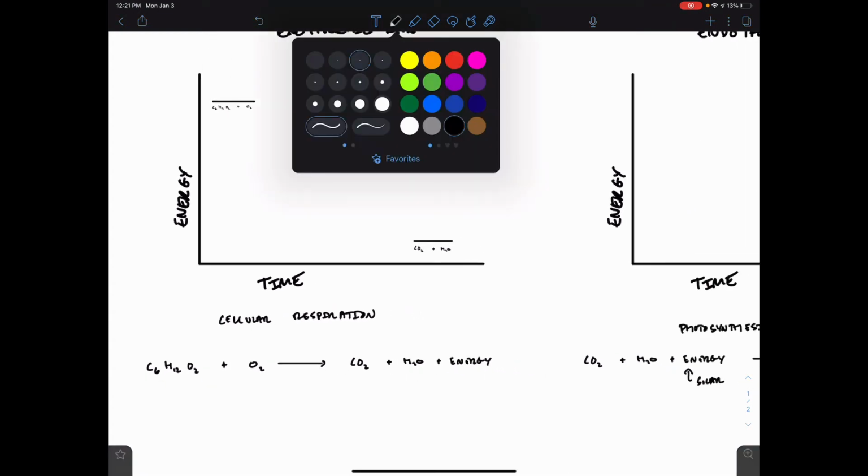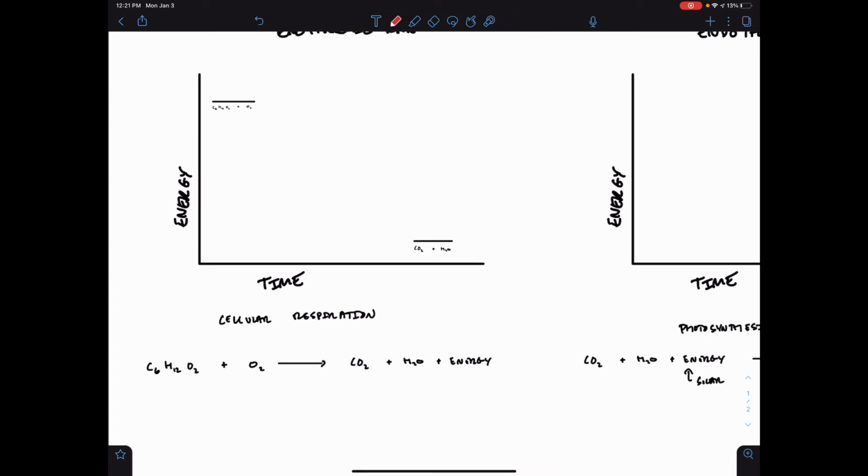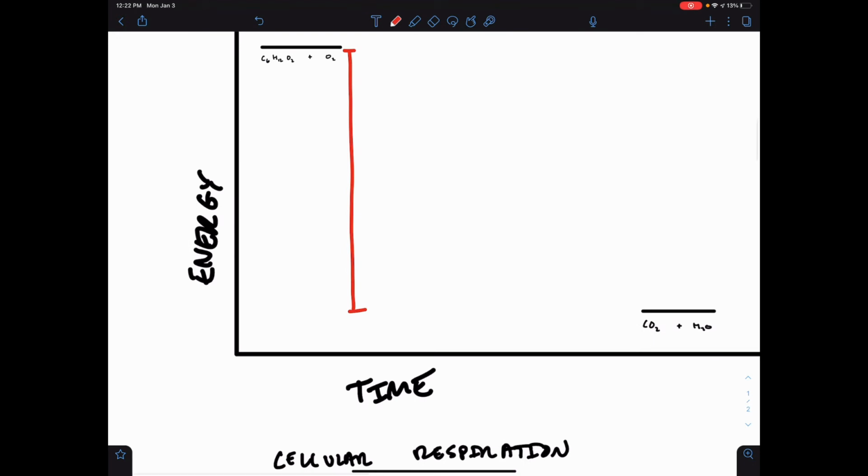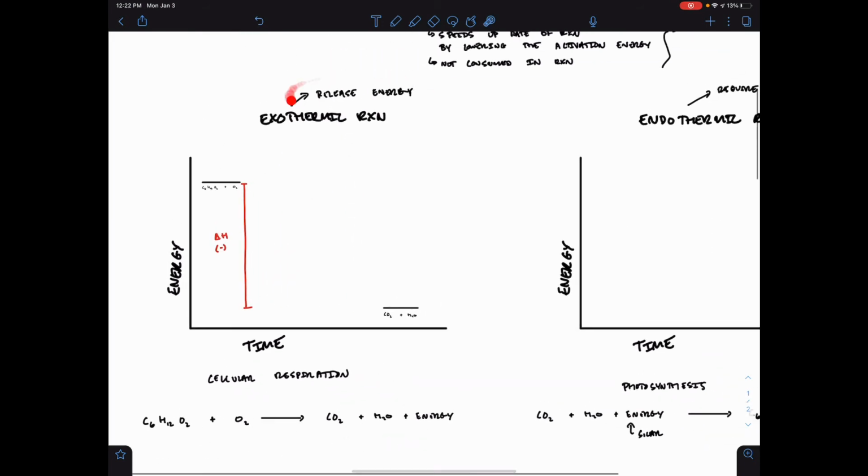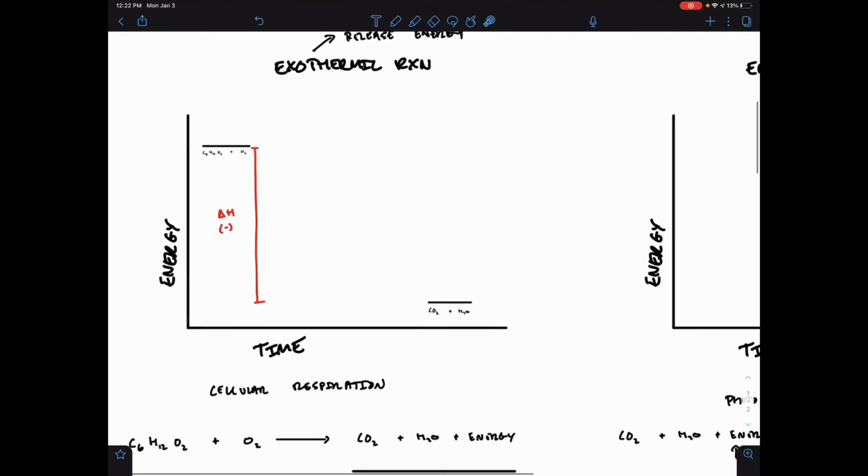So the difference between the initial energy and the final energy is called delta H, and in this case, it's going to be negative. So energy is released in this process.